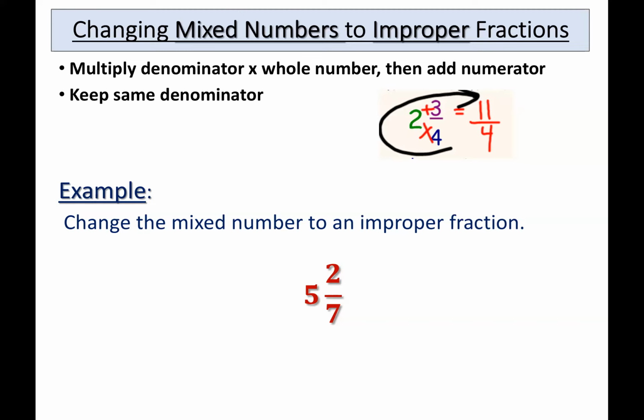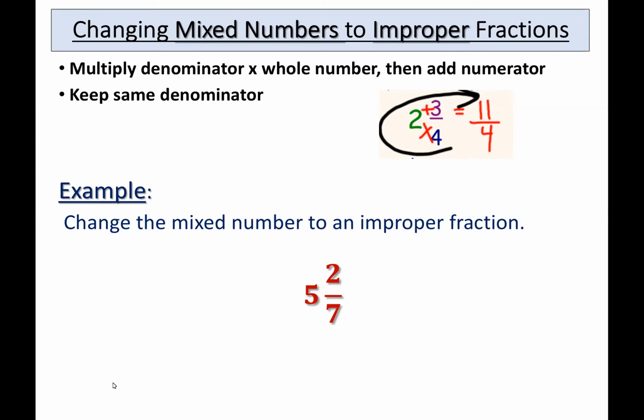All right, so the next thing we're looking at is changing mixed numbers to improper fractions, and we'll also be changing improper to mixed numbers as well. Here are the basic steps. Multiply your denominator times the whole number and then add the numerator. We're going to make sure to keep the same denominator. So our example is 2 3/4 becomes 11/4. What this arrow is meant to demonstrate is we're multiplying 2 times 4, which is 8, and then adding 3 to get 11. So that's where that numerator comes from. And then that denominator of 4 stays the same.